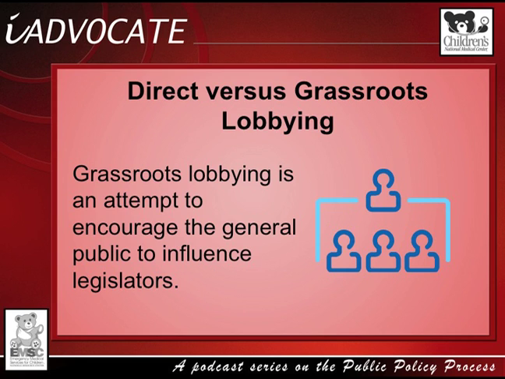Grassroots lobbying, on the other hand, involves encouraging others as a group to influence legislators. For example, professional organizations often ask their members to contact their policymakers in support of or against an issue. The goal is to indirectly affect public policies by raising awareness for a cause among the general public.